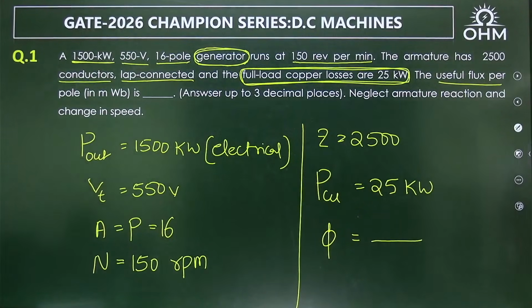Yeah, I think it is clear. So output power was given. From that I found the current value, because remember it is a generator, that's why output power is electrical. If it is a motor, the output power would have been mechanical power. Okay, it is a generator right now. Clear?